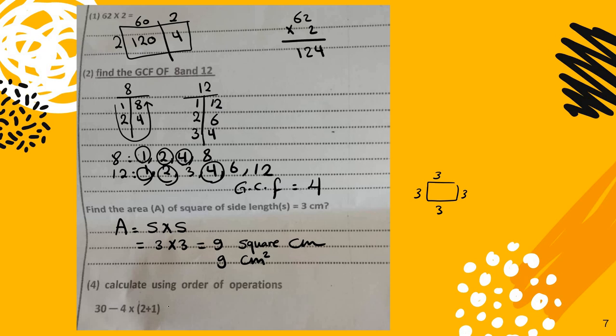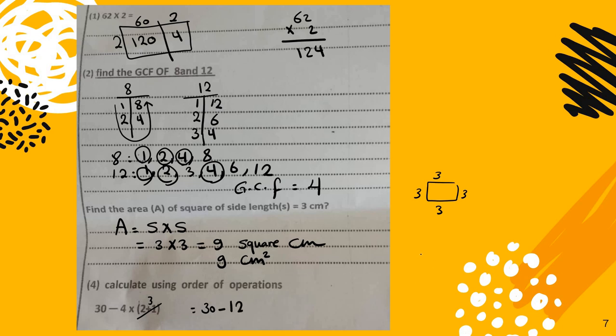Calculate using the order of operation. اتفقنا ايه الاوردر؟ ببدأ الأول بالparentheses. I have parentheses. Yes. 2 plus 1 equals 3. يبقى بدل ده خلاص أنا حطيت 3. What is the new problem? 30 minus 4 times 3. ايه ده؟ أنا عندي times وعندي minus. Which one I will start with? I will start with times. 4 times 3 equals what? Equals 12. So the new problem will be 30 minus 12.